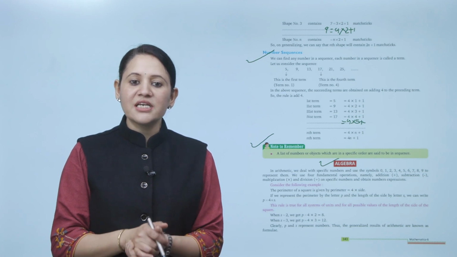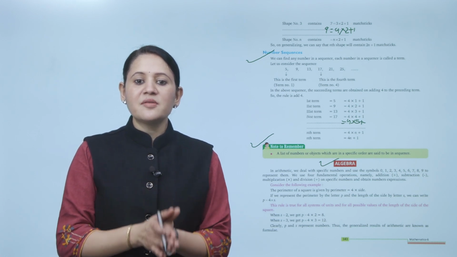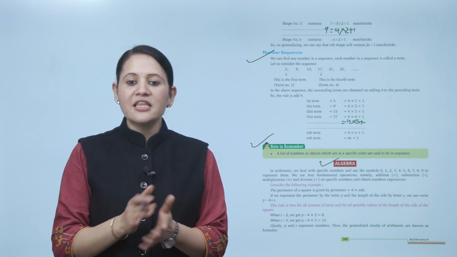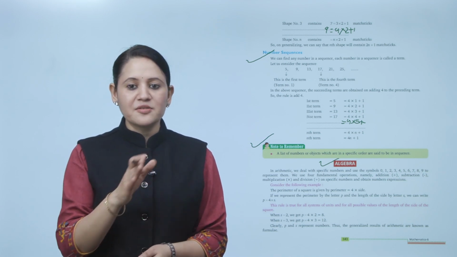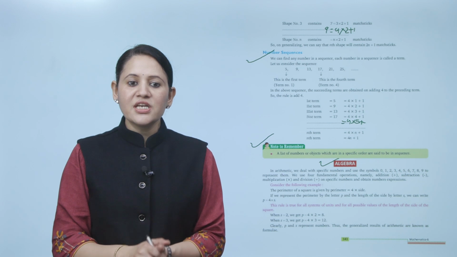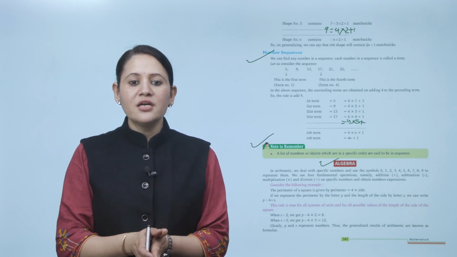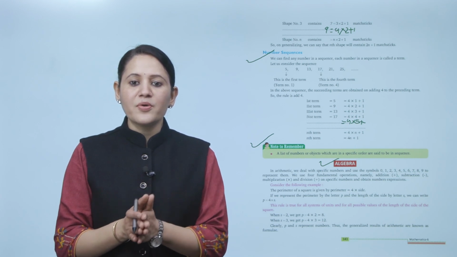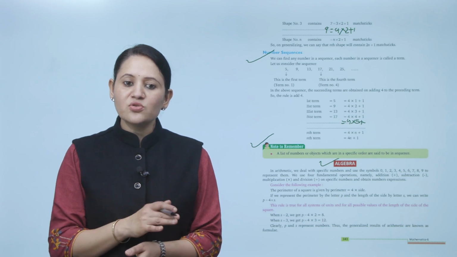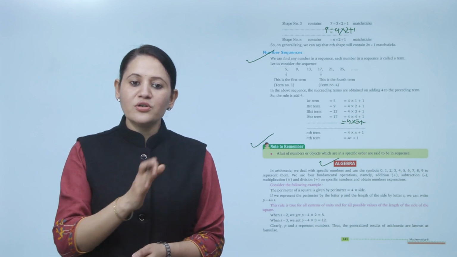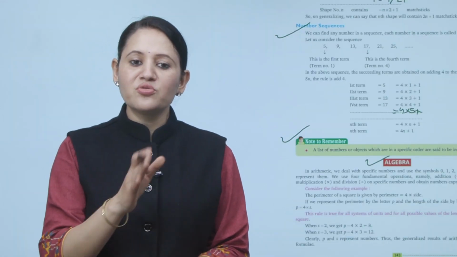Consider the following example. The perimeter of a square is given by perimeter equals 4 into side. If we represent the perimeter by the letter P and the length of the side by the letter S, हम यहाँ पे perimeter को we are representing by the letter P and side by S. So we can write P equals 4 into S. This rule is true for all systems of units and for all possible values of the length of the side of the square. When S equals 2, so perimeter क्या हो जाएगा? 4 into 2, that is 8. If S is 3, side 3 है, so perimeter equals 4 into 3, that is 12.